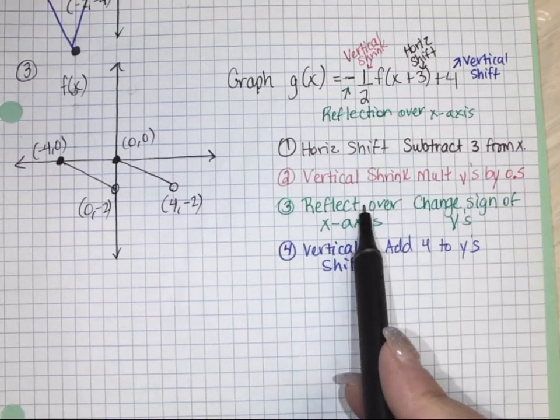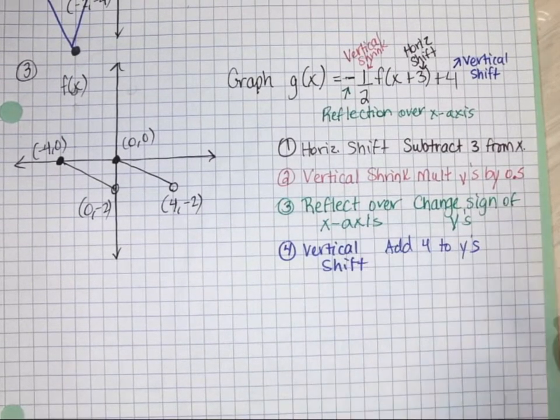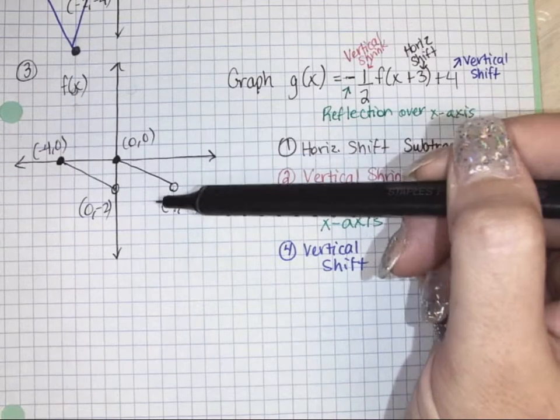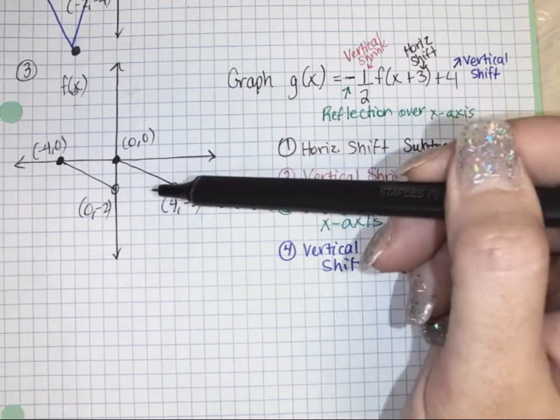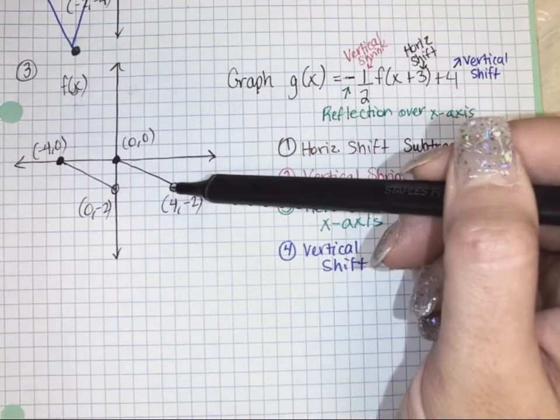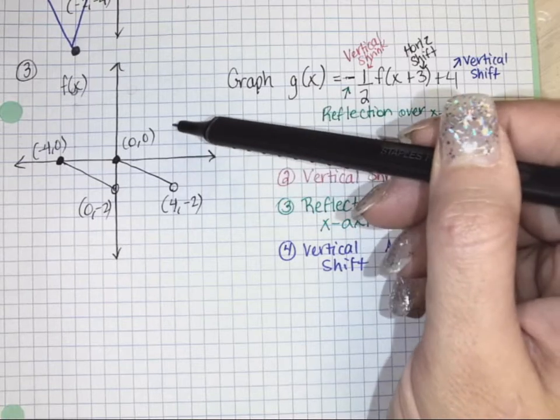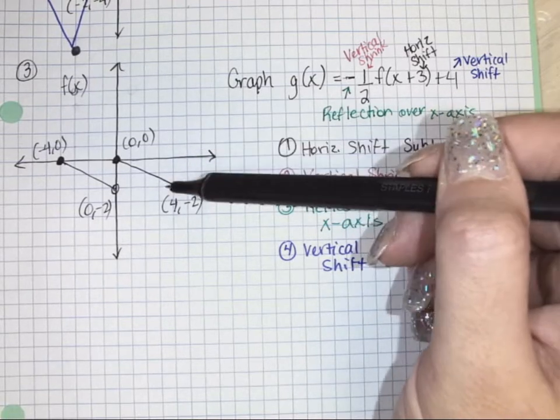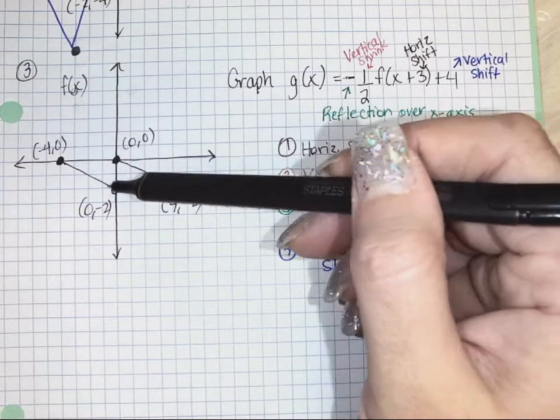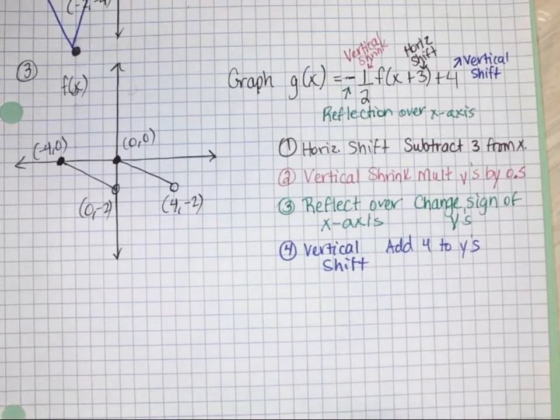Then third, we're going to reflect over the x-axis, which simply means all we're going to do is change the sign of our y. So, for example, if I was reflecting this point over the y, it would just move 2 places this way. So you just reflect it over, change the sign of your y coordinates.